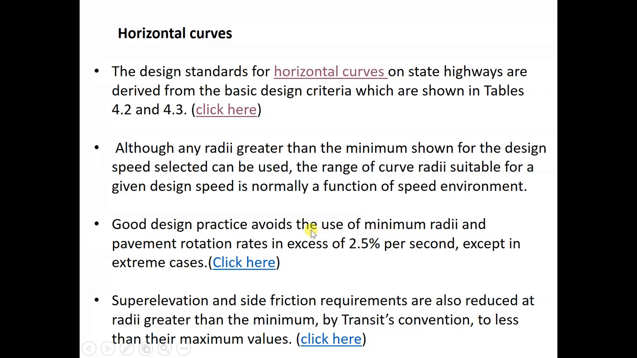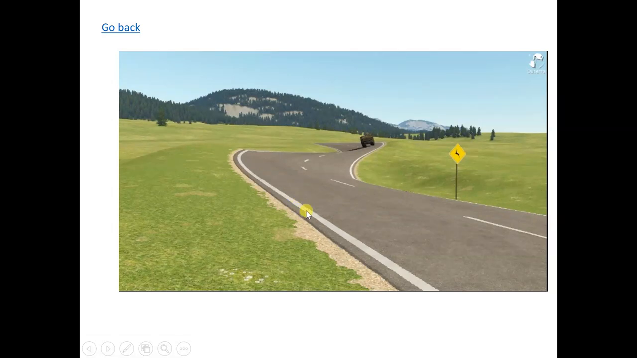Good design practice avoids the use of minimum radii and pavement rotation rates in excess of 2.5% per second, except in extreme cases. So we avoid the use of the minimum radii, and also the pavement rotation. The pavement will rotate when you go around a bend. Here it says 2.5% per second. This side is the outside lane of a curvature. It will have a cross fall going down from the central line to the edge, it could be like minus 2%. Let's say the other side is minus 2% as well.